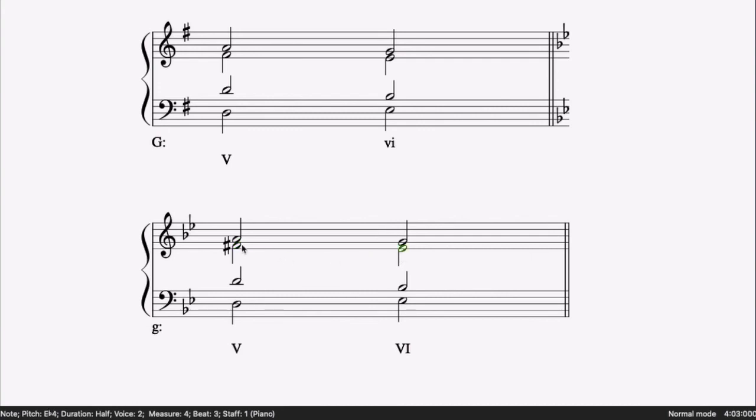But notice the interval that results. Here we get an augmented second. In this style and time period of music, augmented seconds are an interval to be avoided. We should not use them. So in this instance, in minor, we wouldn't want to frustrate the leading tone. Rather, we would want to resolve it normally up by a half step to the 3rd of our 6th chord, G.